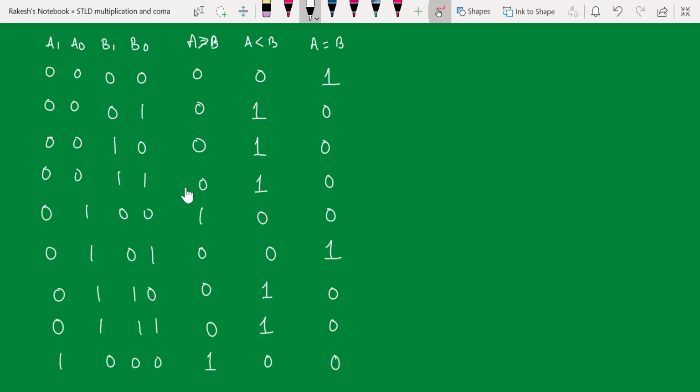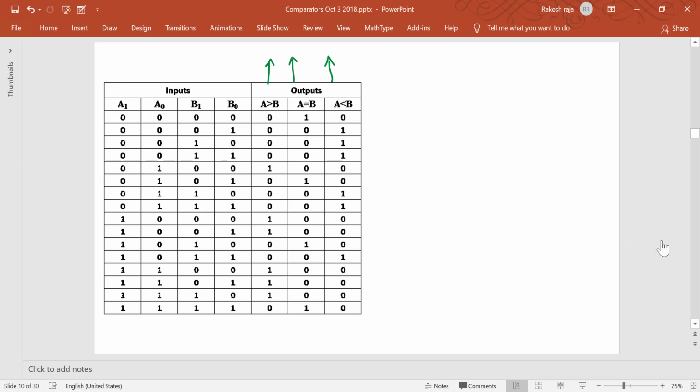So now I'm going to show you the full truth table of all the possible combinations, since there are some leftover combinations. Then we will see how to get the minimized expression for A greater than B, A less than B, and A equals to B in a moment. If you look here, these are all the possible input combinations as well as the three output columns: A equals to B, A greater than B, A less than B.